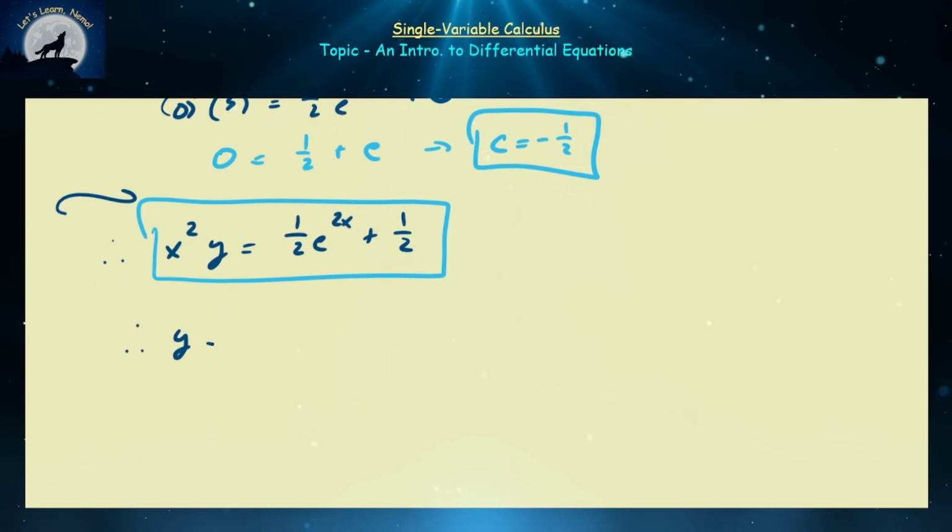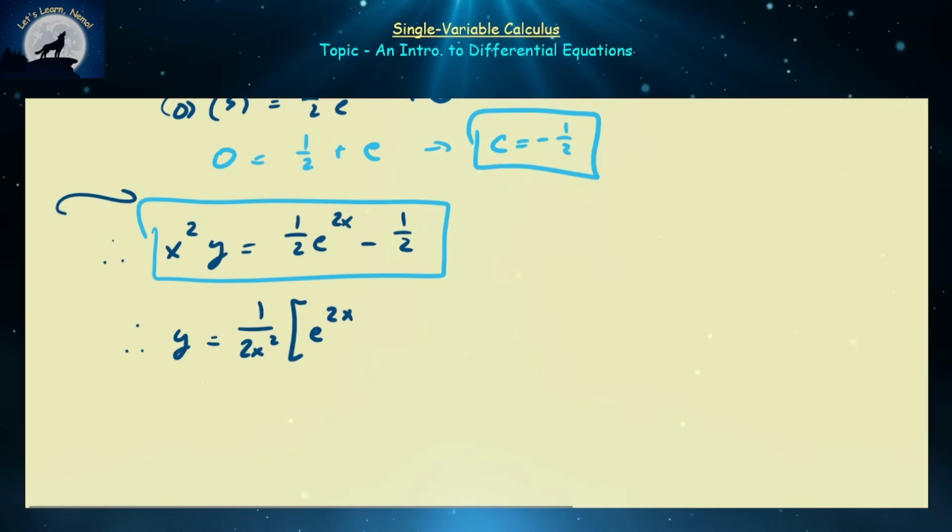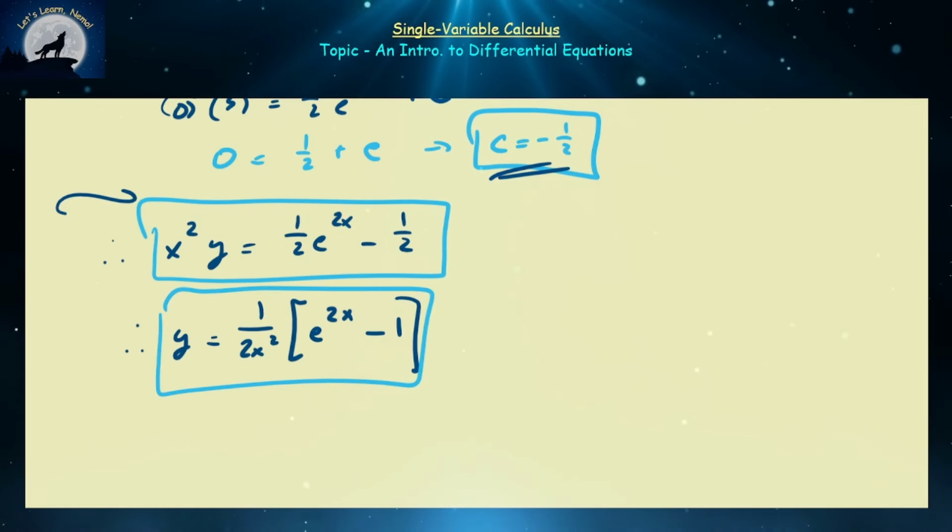So we have y will be equal to, we can write it as 1 over 2x squared, since everything's going to be divided by x squared. And notice everything is also multiplied by 1 half, so I can factor that out as well. And I'm going to have 2x plus 1, actually minus 1 half. Minus 1 half, because the c was negative 1 half. And this will be our particular solution to our differential equation.